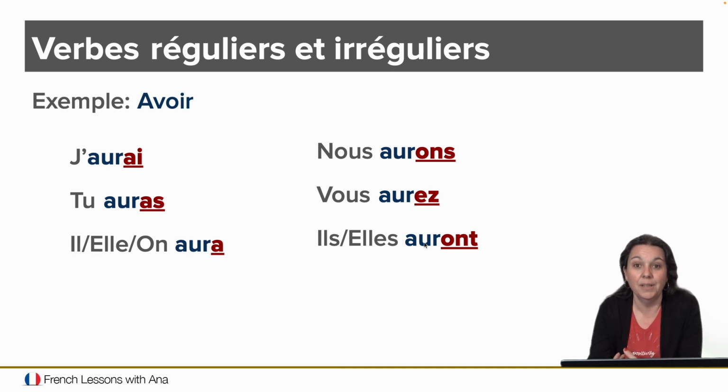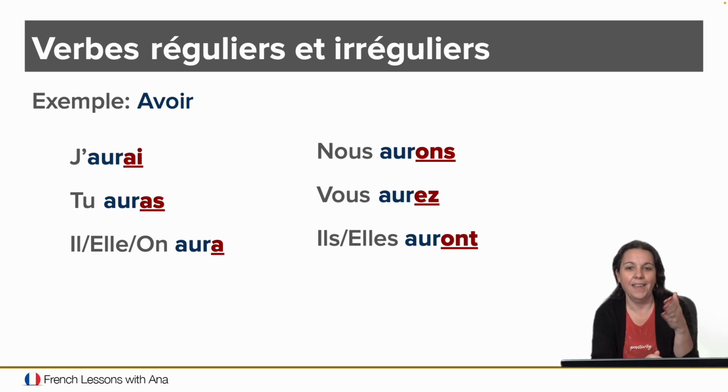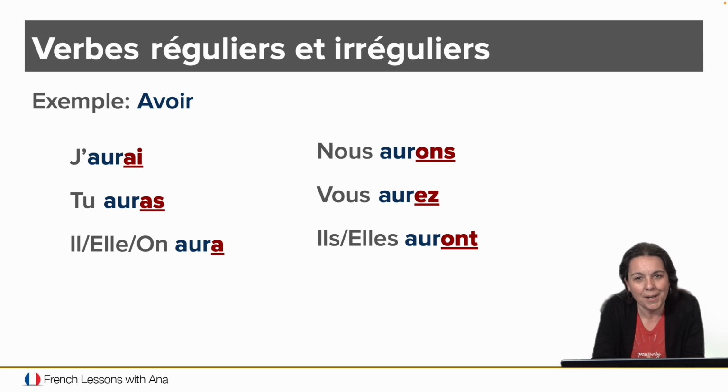And that's really le futur simple en français. Keep the infinitive, drop the E for RE verbs because that E is silent, and then just add the verb avoir endings from the present tense, which are AI, AS, A, ONS, EZ, ONT.